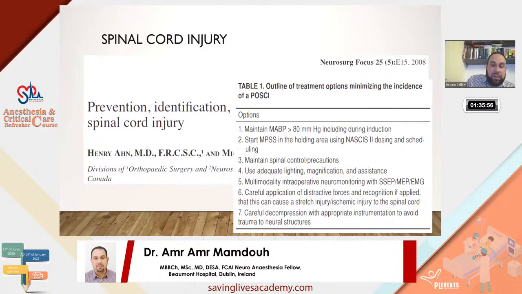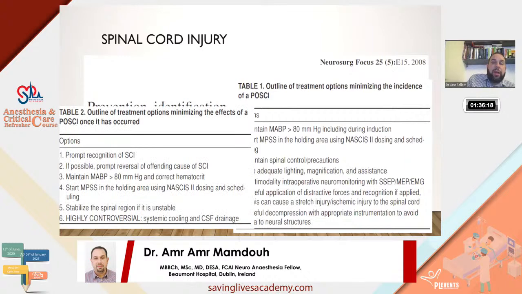Using of steroids is not concluded, it's not proven, but still they recommend to do that and to take the precautions. And they added the need and the requirement of monitoring, either with the somatosensory evoked potential and motor evoked potential as well. And they outlined the treatment if that happens. And again, the recognition is the first thing, and to maintain the MAP.